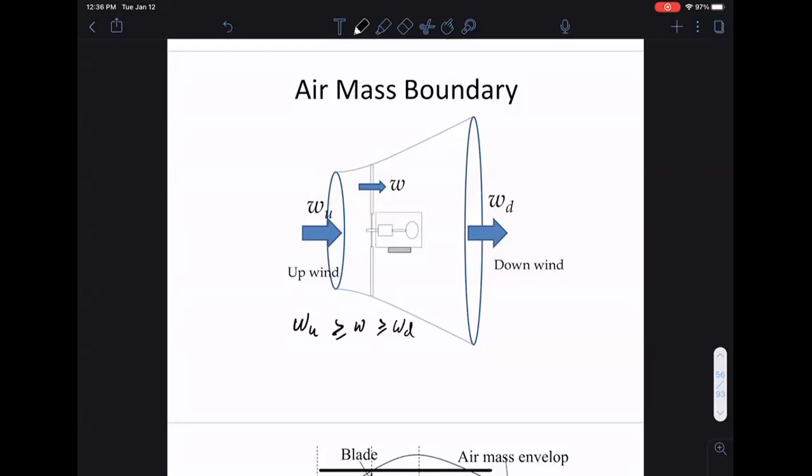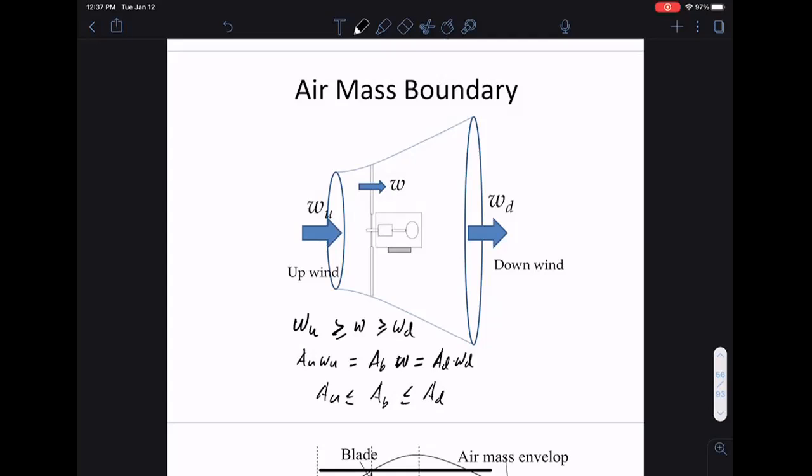It's moving slower and slower, but we have conservation, the same amount of stuff moving through the system. So the speed decreases, so the area has to increase. Since all of these are constant, downstream we have the area being larger than the area at the blades. So the area follows this relationship.